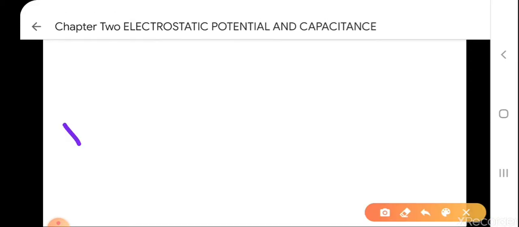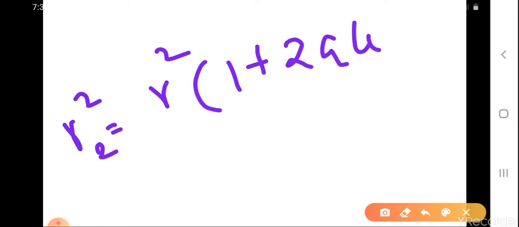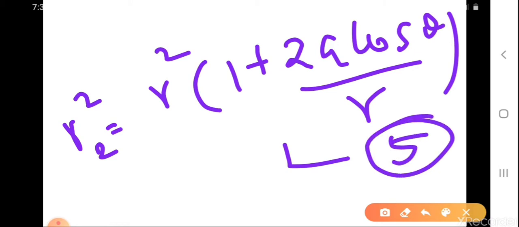Now, similarly, r2 square is equal to r square into 1 plus 2a cos theta by r. This has been written as equation number 5. Check your notebook. r2 square is equal to r square into 1 plus 2a cos theta by r. Clear, no?